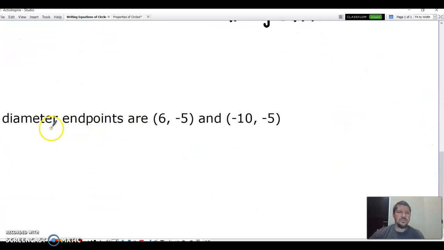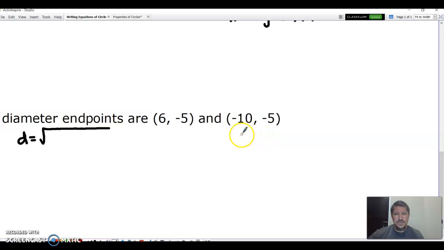And the last one, this will be the one that gets you to your 80. Diameter endpoints are (6, −5) and (−10, −5). So we have to do two things. We need to, one, use the distance formula, which will be really easy in this instance.